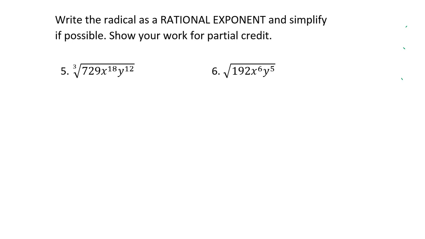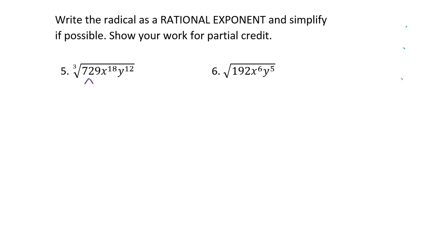It says write the radical as a rational exponent, simplify if possible. I would recommend that you simplify first, then write your answers as rational exponents. It will make your life easier when doing these problems, and it will work every time.